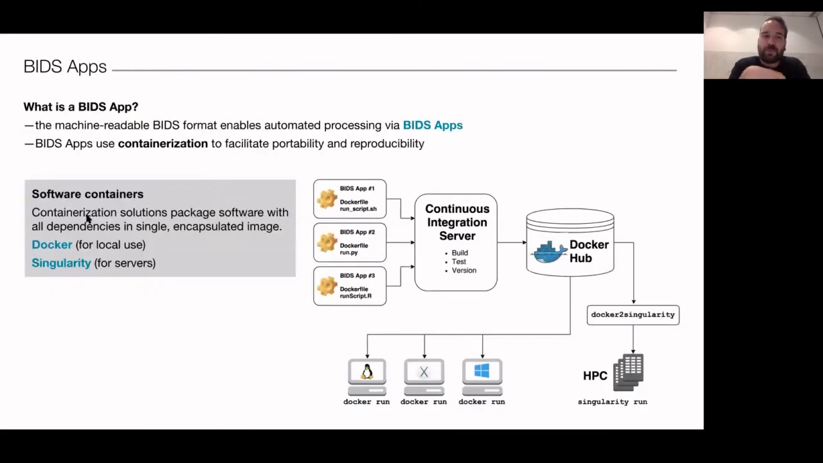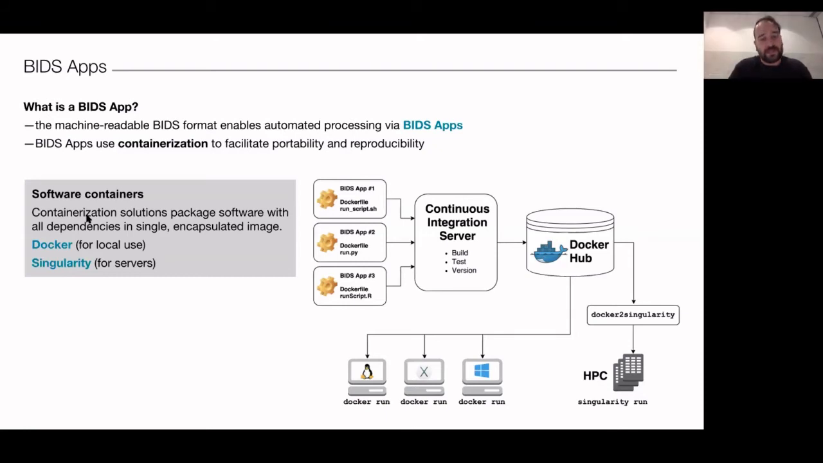The machine readable BIDS format enables this kind of automated processing via BIDS apps. And BIDS apps use containerization to facilitate portability and reproducibility. What is containerization? Containerization is a way of packaging software such that all of the dependencies and things like that are encapsulated in one single image. This is super important for reproducibility because you don't want to just use system-wide installations of software that are reaching into whatever, grabbing whatever environment variables.